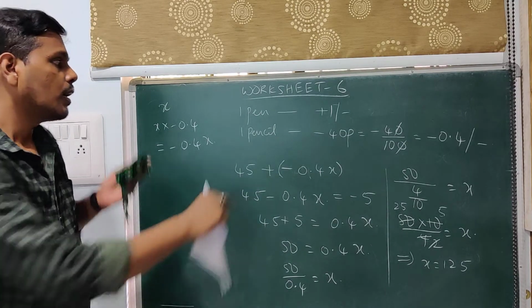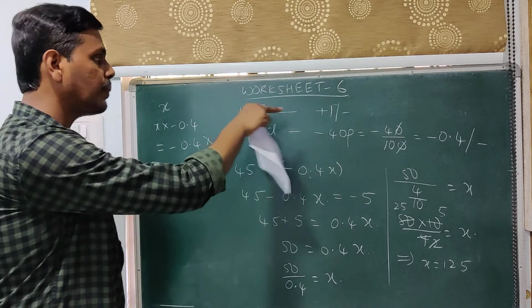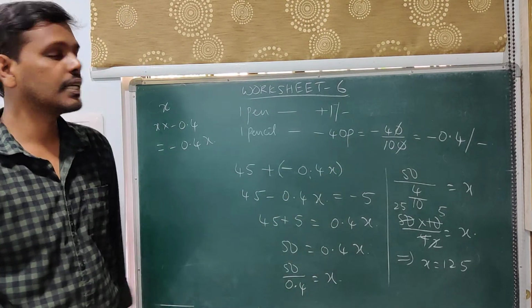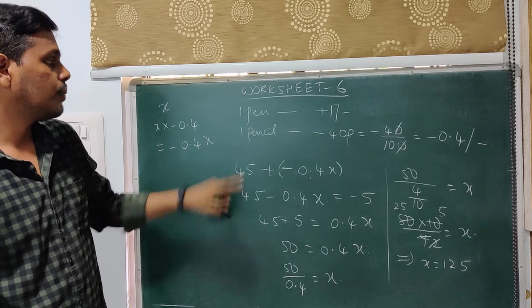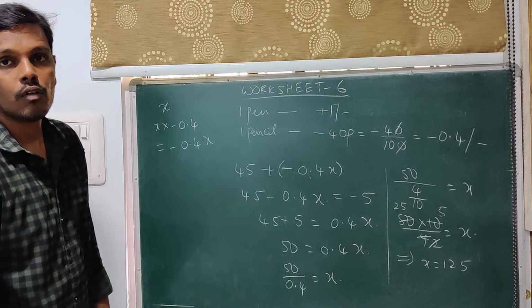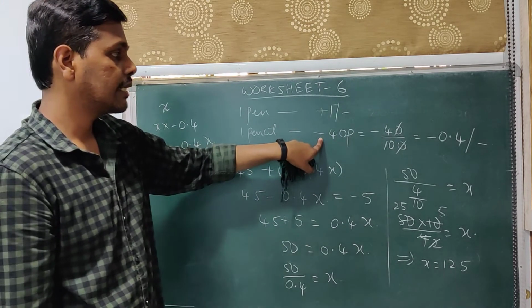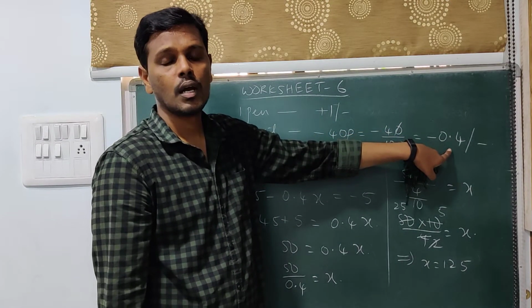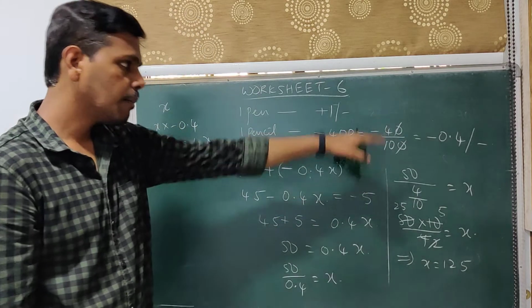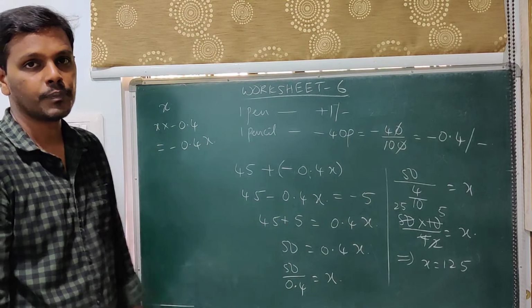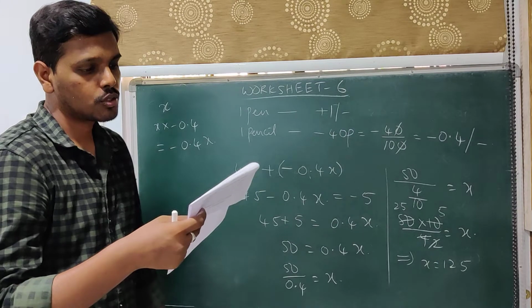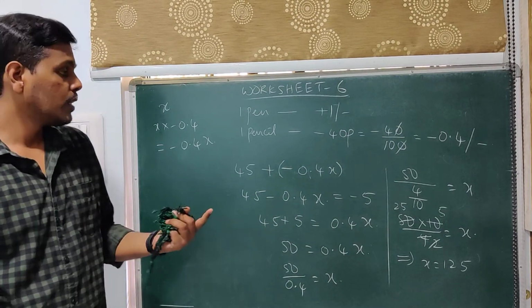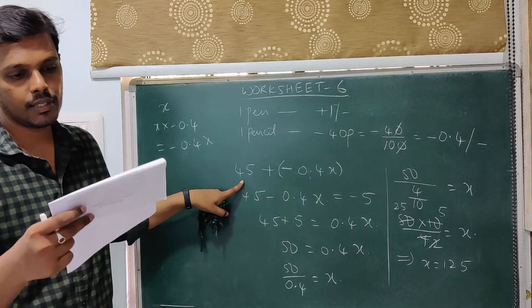Again I'll repeat this. Initially we are given 1 pen. On 1 pen she is getting a profit of 1 rupee. That is the reason I have indicated that as plus 1. On 1 pencil she is getting a loss of 40 paise. So that is the reason I have indicated it with minus 40 paise. Then I have converted that into rupees, which is minus 0.4 rupee. Now in the first case she sold 45 pens. On 1 pen she is getting 1 rupee, 45 pens she gets 45 rupees. That is what I have written.